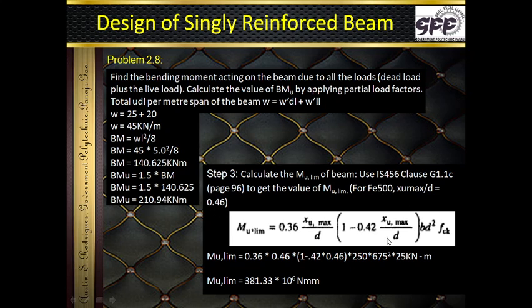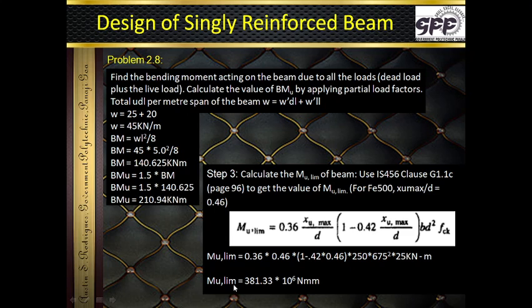So using XU max by D as 0.46, let us calculate. So this comes as 0.36, 0.46, 1 comes down as it is, then minus 0.42 into 0.46, width is 250, effective depth is 675, and FCK is 25. So MU limiting comes to 381.33 into 10 raised to 6 Newton mm, or MU limiting comes to 381.33 kilonewton meter. We have already seen the calculation earlier that from Newton mm to kilonewton meter, we have to divide by 10 raised to 6.